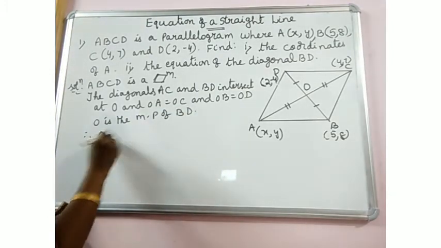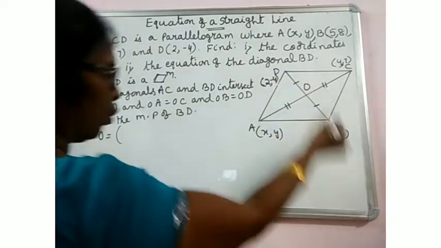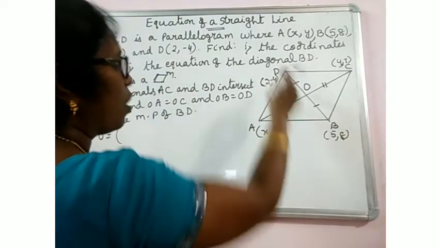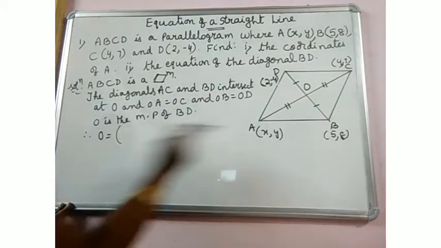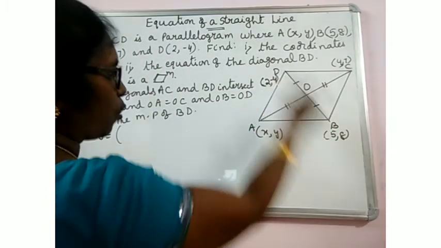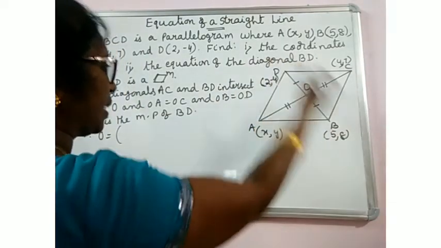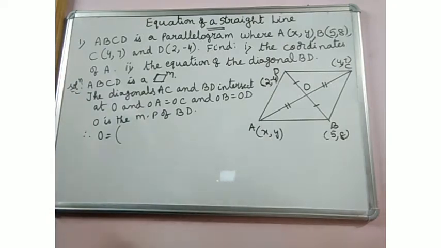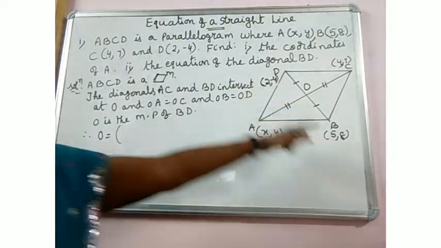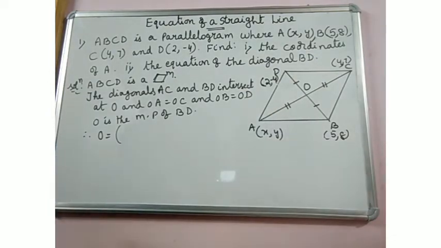Therefore, O is equal to, you know the midpoint formula, (x1 plus x2) by 2, (y1 plus y2) by 2. So BD or DB, anyway we can write. Whether x1, y1, x2, y2 or x3, y3, x4, y4, the sum of the x coordinates by 2 gives you the x coordinate of the midpoint, and the sum of the y coordinates by 2 gives you the y coordinate of the midpoint.